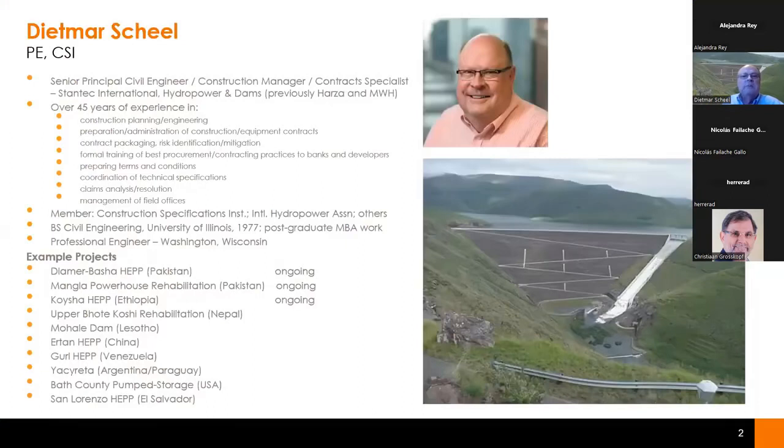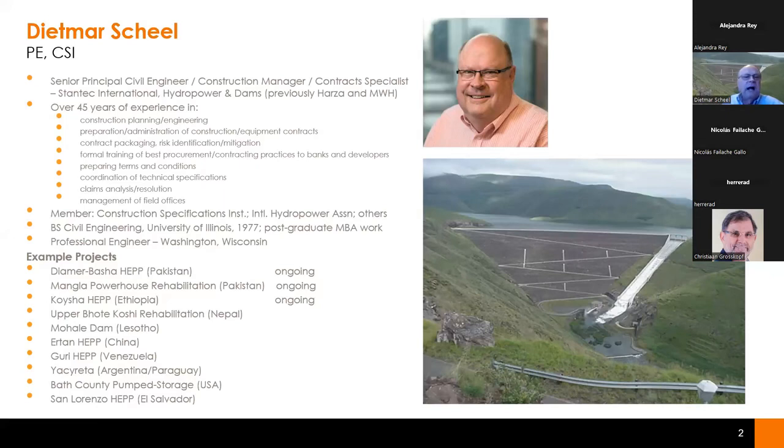You've seen this slide before. I used it before, and my co-presenter is going to be Christian Groskopf, who's calling in from Ethiopia. The picture of the dam on the right is one he is quite fond of, I know. That's where I met him, on Mohale Dam in the small African country of Lesotho. And we worked together on that project for 4 years.